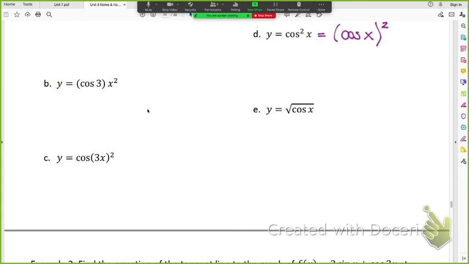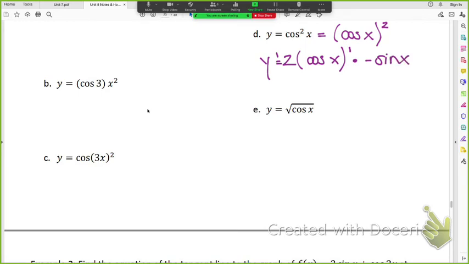All right, so what is the outer function on this one? On D. It's the squared, right? How do you take the derivative of something squared? You bring the 2 to the front, keep the inside stuff, and subtract 1 from the exponent. Then multiply by the derivative of the inside. What's the derivative of the inside? Negative sine.